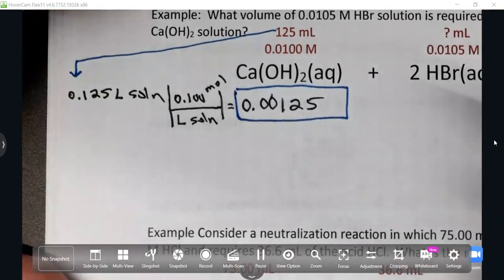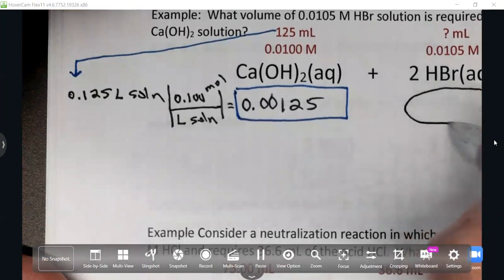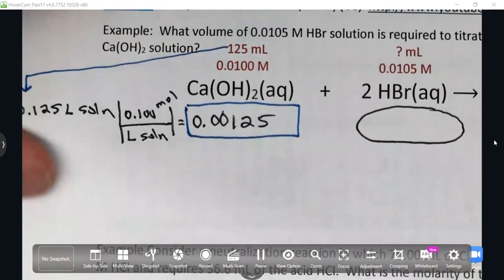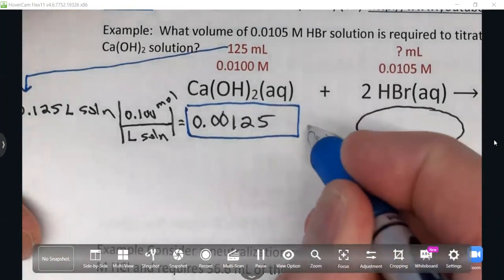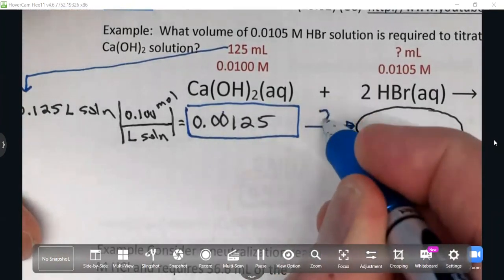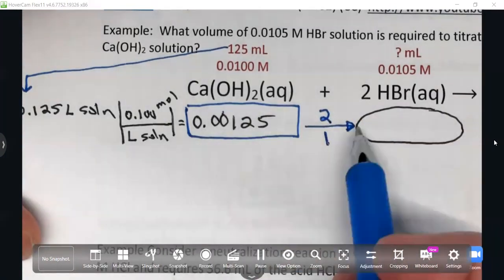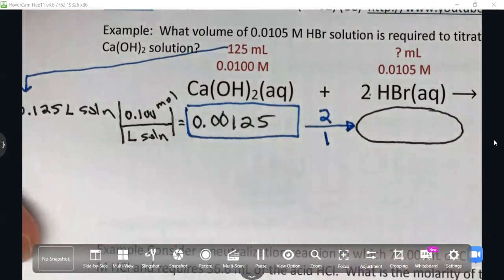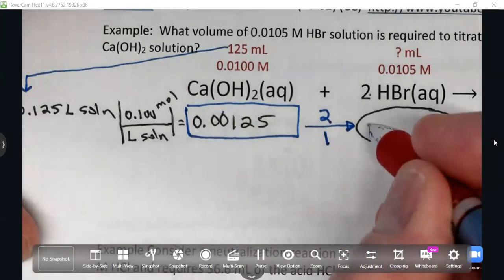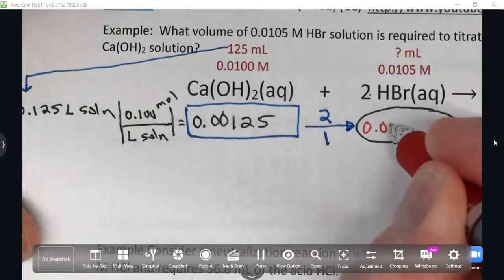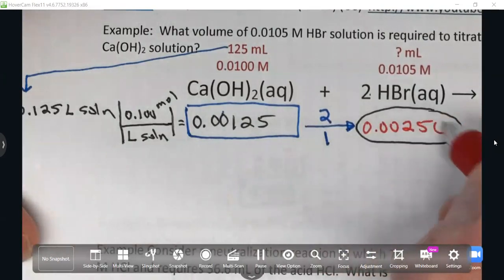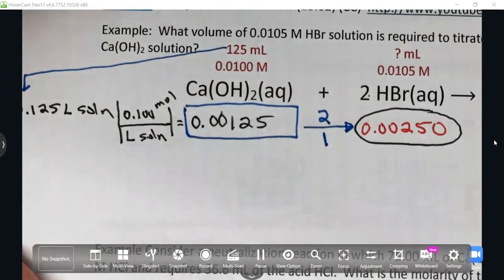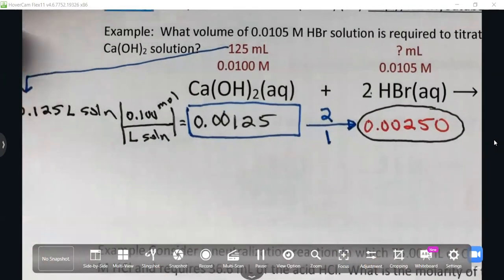Okay, and then it's a 2-to-1 ratio. So in order to neutralize this perfectly, 2/1, right? Wherever I point my arrow, 2/1, I'm going to need to add 0.00250 moles. And again, we know that's moles.